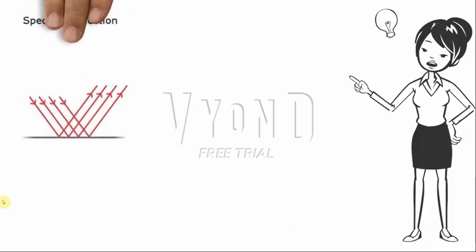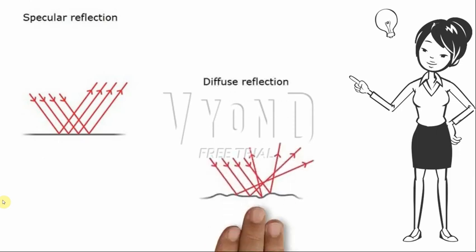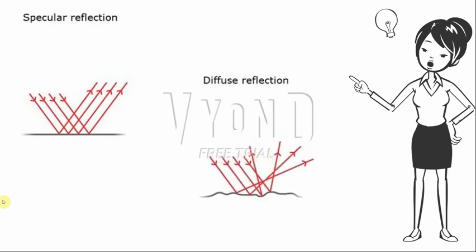If light rays hit a smooth reflective surface, such as a mirror, we get a regular reflection, or what's called specular reflection. But if light rays hit a rough surface, such as a piece of cloth, for example, we get irregular reflection, or what's called diffuse reflection.